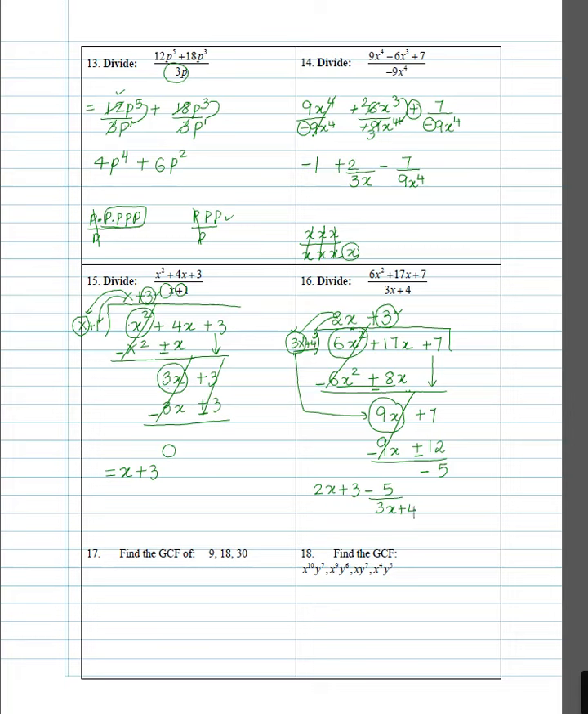Problem 17. Greatest common factor. So I'm looking for the greatest number that goes into 9, 18, and 30. And the only number that goes into 9, 18, and 30 would be 3. You might think 6. 6 does not go into 9. 6 goes into 18 and 6 goes into 30. But 3 is the only number that goes into 9, 18, and 30. So the greatest common factor here is 3. Or you can simply write down all your factors as a prime factorization and then pull out your greatest common factor.